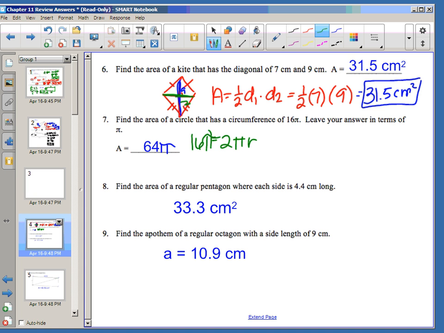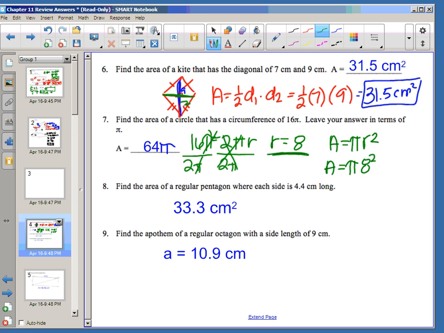So the first step I need is to solve to find my radius. I'm going to divide by 2 pi on both sides. I'm left with r equals, the pi's are going to cancel, and 16 divided by 2 is 8. Now that's a good point to get to, but don't stop there because it says find the area of the circle. So then I would go, well, I know the area is pi r squared. So the area of this particular circle is going to be pi times 8 squared, which ends up being 64 pi. And I did not give you any units on this one, so we'll just call it units squared.